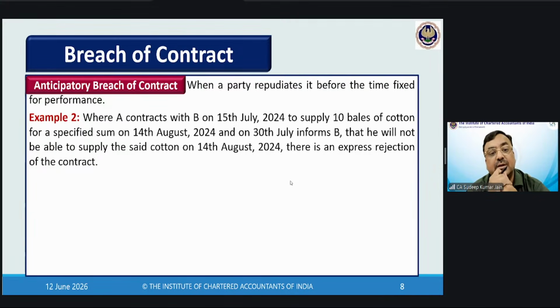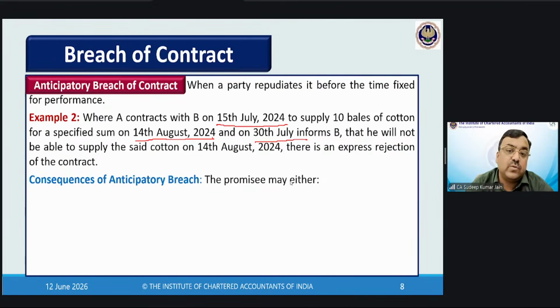What was the example? The contract was entered on 15 July, delivery to be made on 14th August, but 15 days before that, on 30th July, he informed that he is not going to deliver on the due date, that is 14th August. So because he has denied before the due date of performance, it is called anticipatory breach of contract.